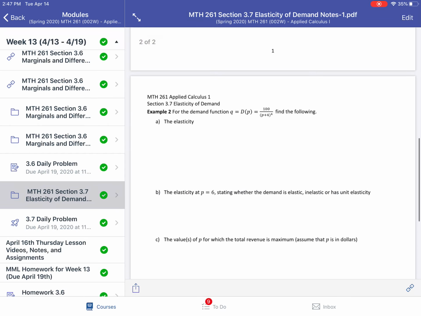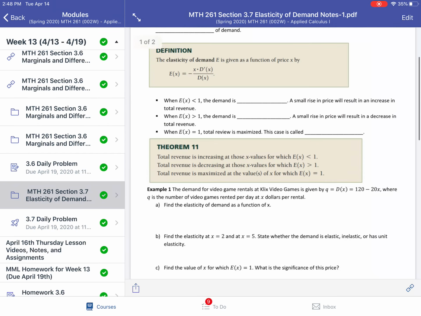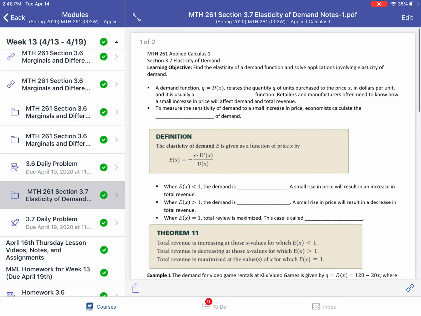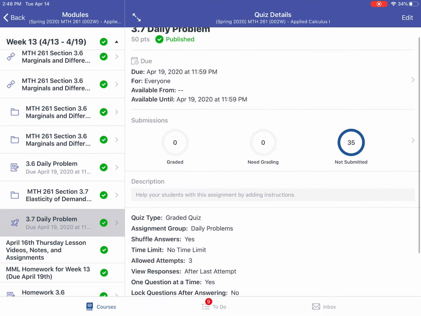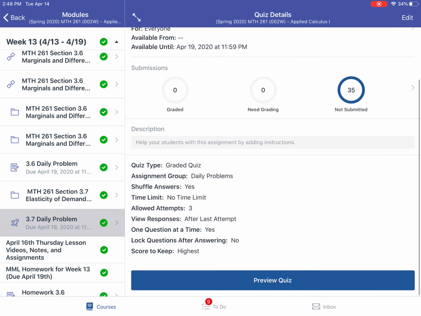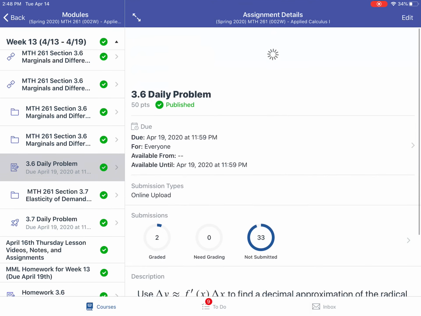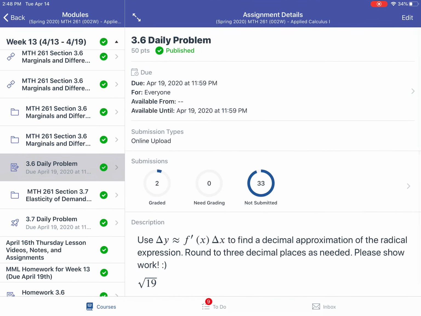All right, for lesson 3.7, after us going over this 2-page notes on elasticity of demand, I'm going to ask you to try the 3.7 daily problem as a Canvas quiz. It's going to go in as a daily problem grade, not a quiz grade, but I did create an assignment using Canvas today. I think this is our first time using the Canvas quiz tool.